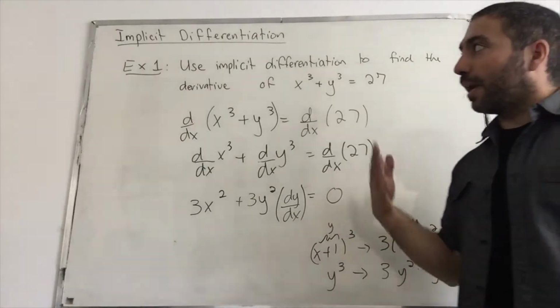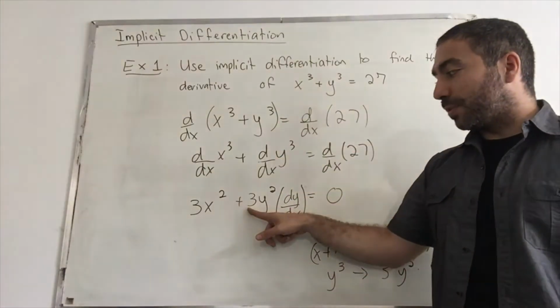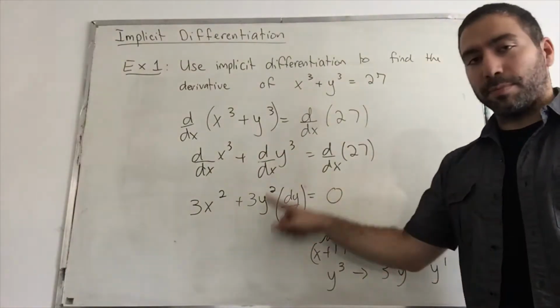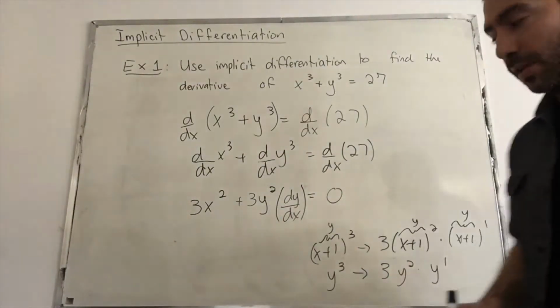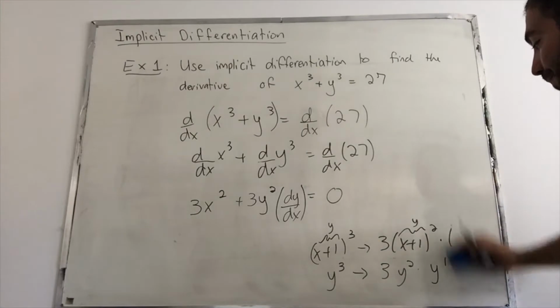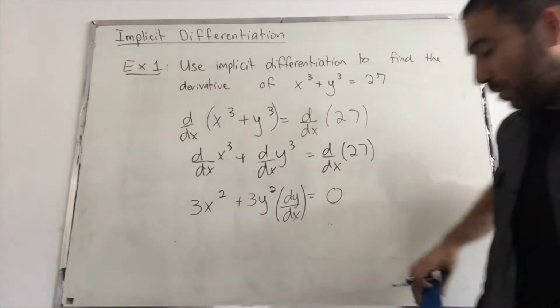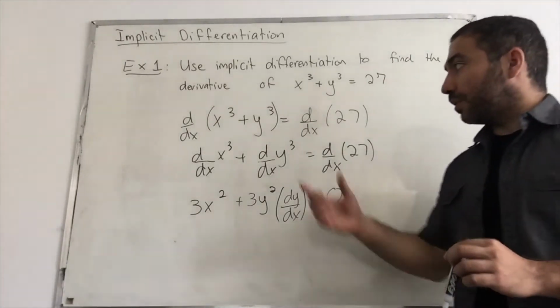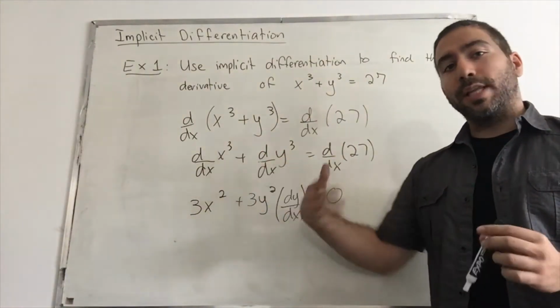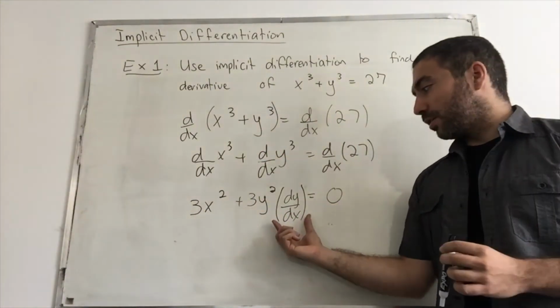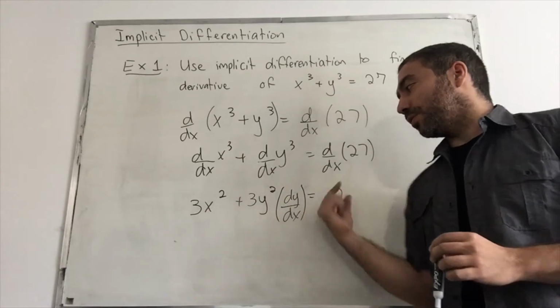So just keep in mind, every time you're using implicit differentiation, you're taking the derivative of y. This piece is going to appear due to chain rule. Okay. So this is the first step. We took the derivative on both sides of the equation. Next step is to isolate for dy dx. So all the terms that don't have the dy dx, you bring them on the other side.